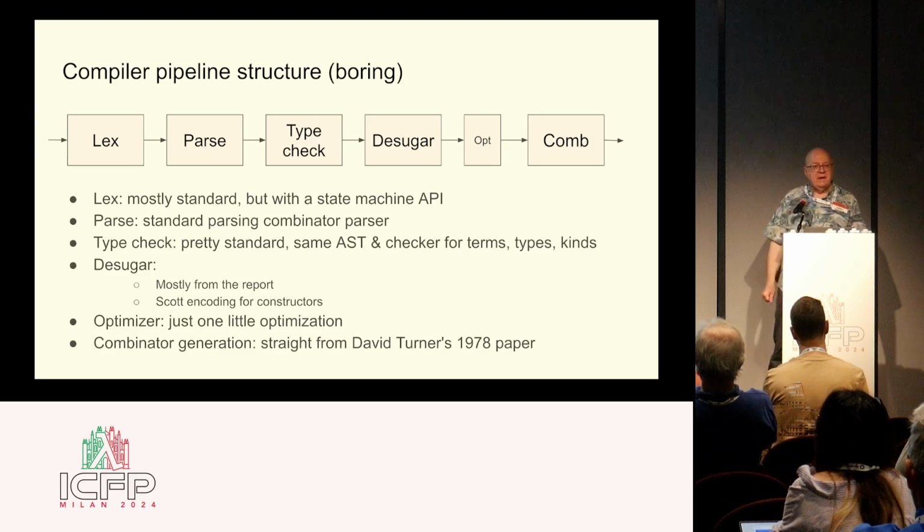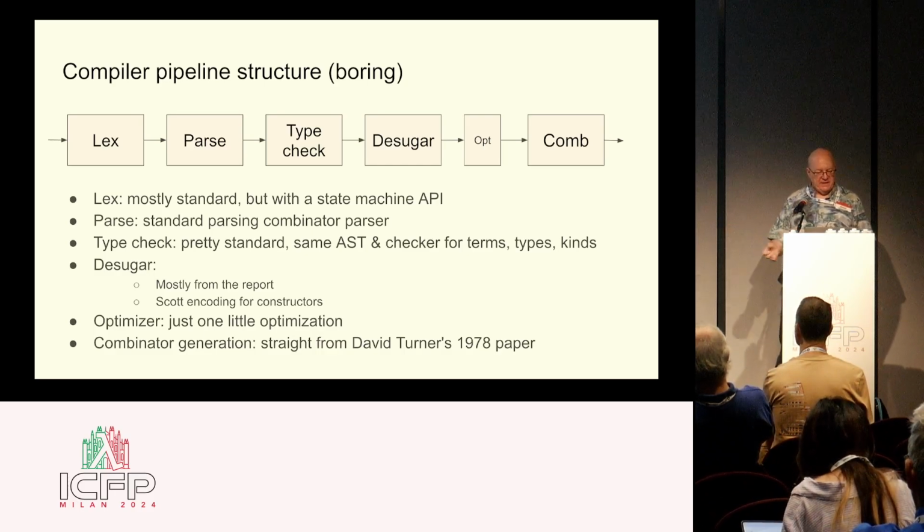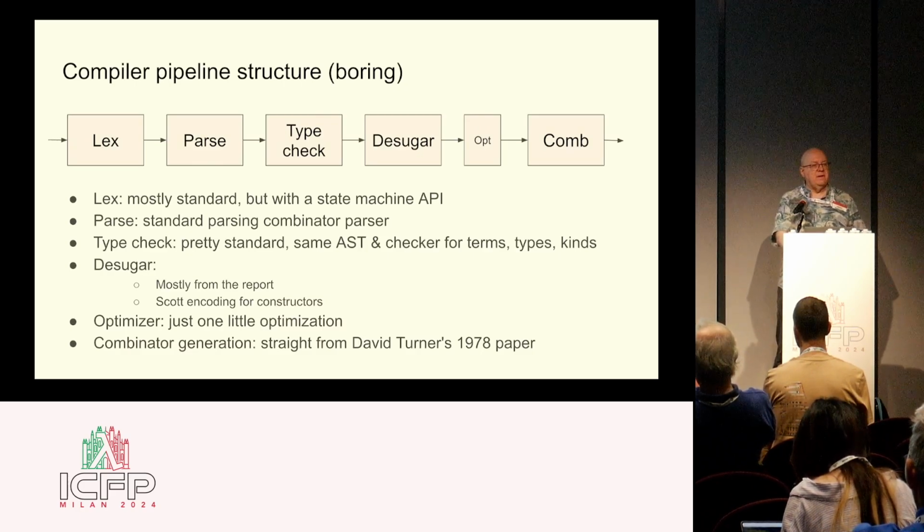In that respect, it's very reliable. I mean, there are no tricky optimizations that might kick in or not. It doesn't do anything. And the combinator stuff is taken more or less from David Turner's 1978 paper. I'll come back to what the one optimization is.